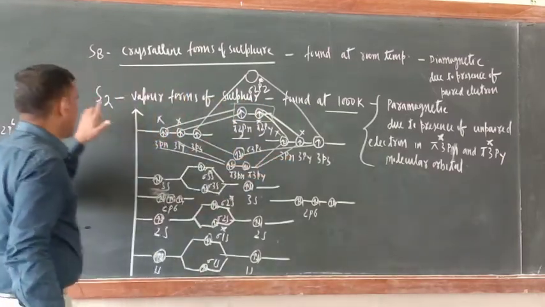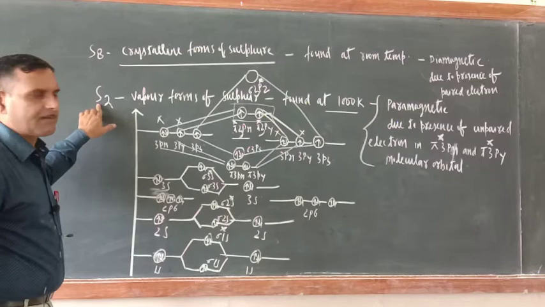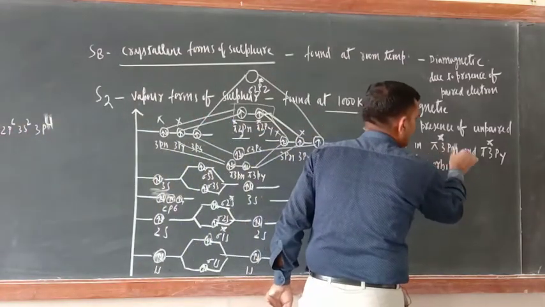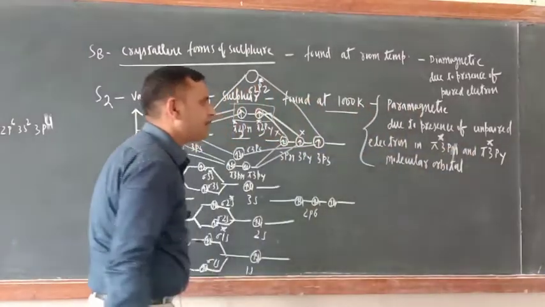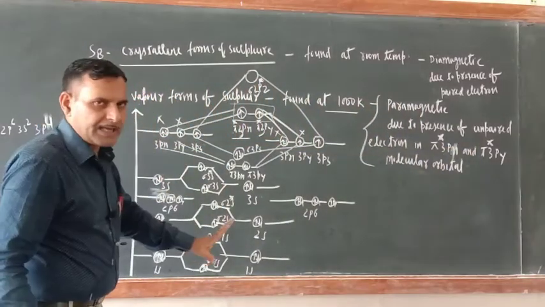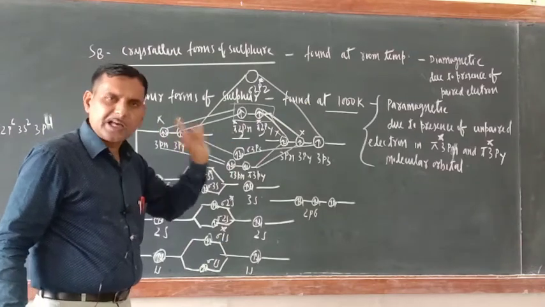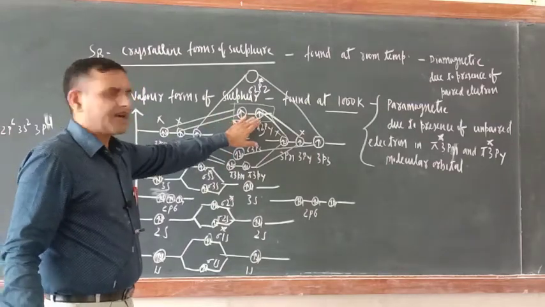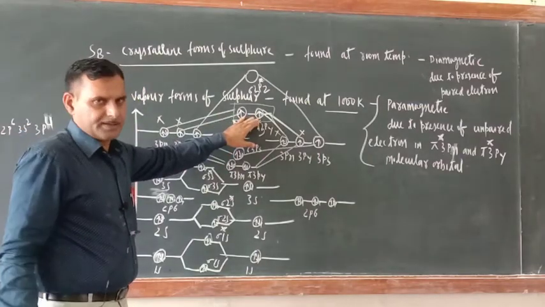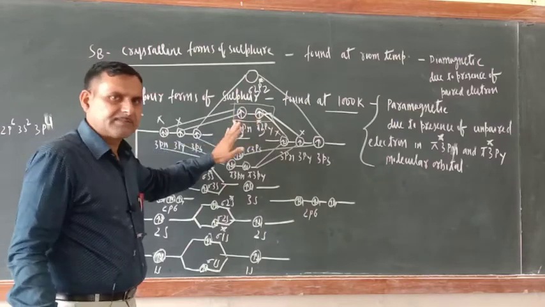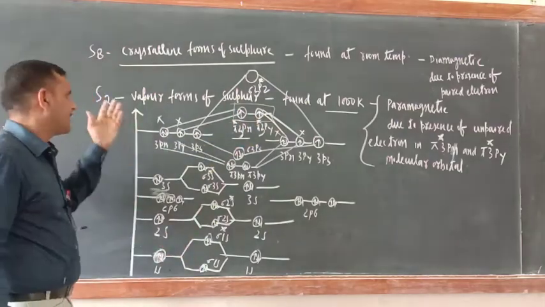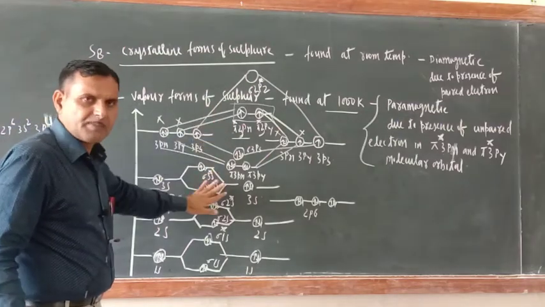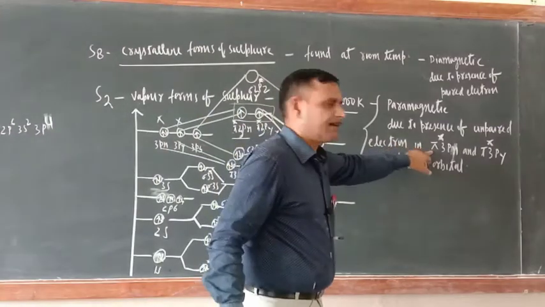So just see, the S2 vapor form of sulfur is paramagnetic due to the presence of pi 3px antibonding and pi 3py antibonding, 1 electron each unpaired. Means, are you getting my point? In these orbitals, 1 electron is unpaired, 1 each. That is why S2 is paramagnetic. There is no need to make the molecular orbital diagram. This sentence is enough.